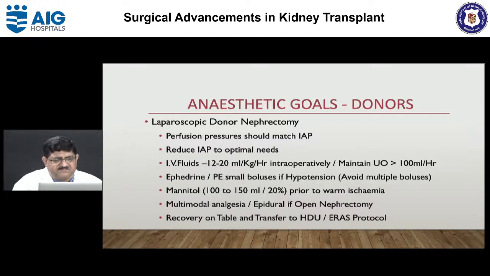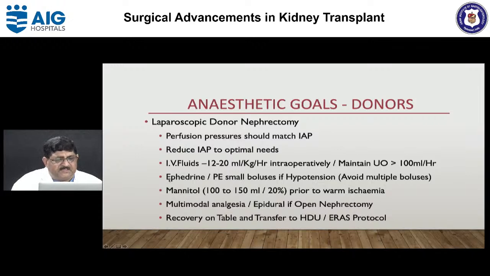Most of our surgeons put it at 15, and after the introduction of trocars, subsequently we reduce it to 12. But importantly, you have to remember that hydration is mandatory. We give 10 to 20 ml of crystalloid fluid per kg per hour intraoperatively, and targeted urine output should be at least 100 ml per hour so that renal perfusion is maintained.